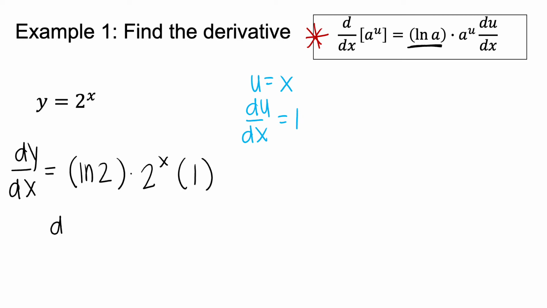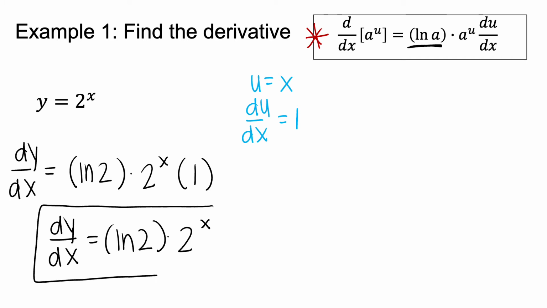So we can write our derivative dy dx just as the natural log of 2 times 2 to the x. And remember, the natural log of 2 is just a number, so we can leave it in front there. No need to simplify or to find a decimal equivalent. You can just leave it as the natural log of 2. Just notice you have these parentheses to separate what is in the natural log and what is being multiplied separately.